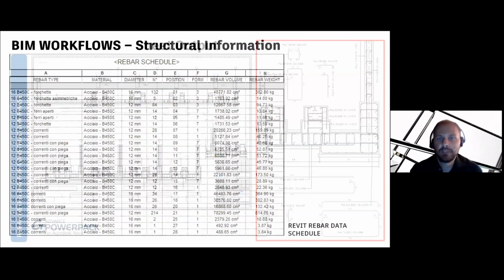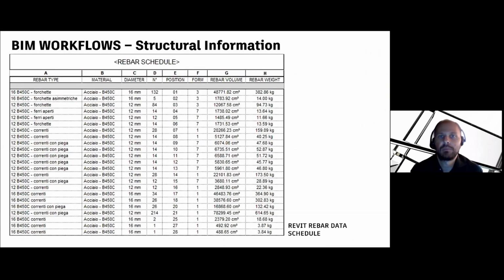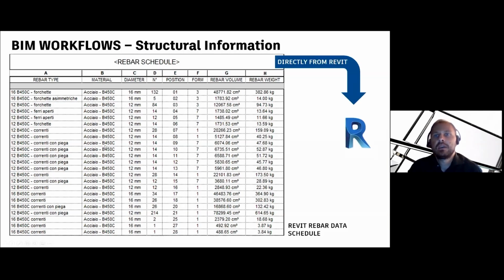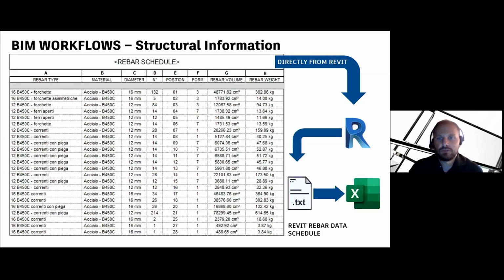Then this is another application that we use in our company, because for the Italian structural permit, we need to attach to the technical specification, to the technical report, a series of information about the structure. So in this case, with this kind of schedule from Revit, we can directly extract information in various formats, such as TXT, directly in Excel, CSV, and so on, that can help us to manage this information for the technical final report for the structural permit.